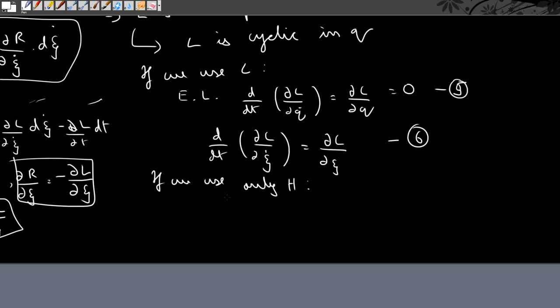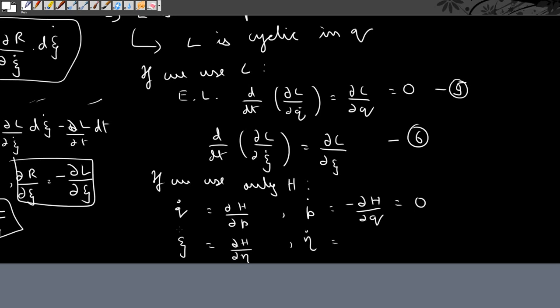If we had used only our Hamiltonian representation, then we would have to solve this equation: q dot equals dou h by dou p, p dot equals minus dou h by dou q, which in our case is going to be 0. And xi dot equals dou h by dou eta, and eta dot equals minus dou h by dou xi. Okay, so these two equations together I am going to call equation 7 and this equation 8.